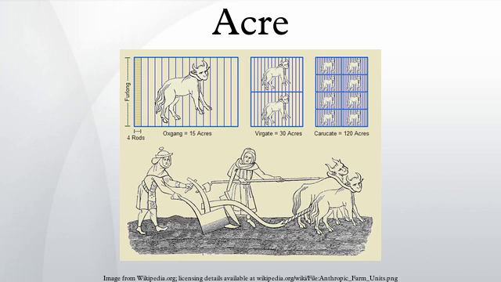The acre is a unit of area used in the imperial and U.S. customary systems. It is equivalent to 43,560 square feet. An acre is about 40% of a hectare or about 75% the size of an American football field.